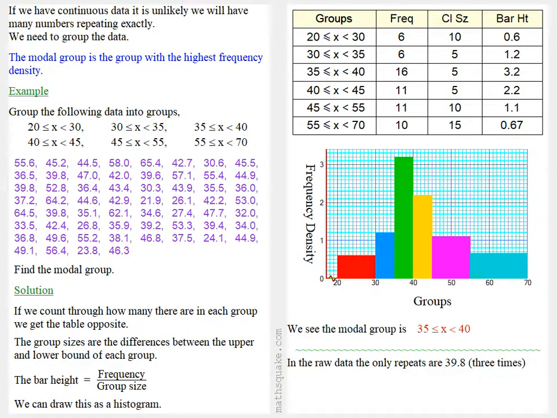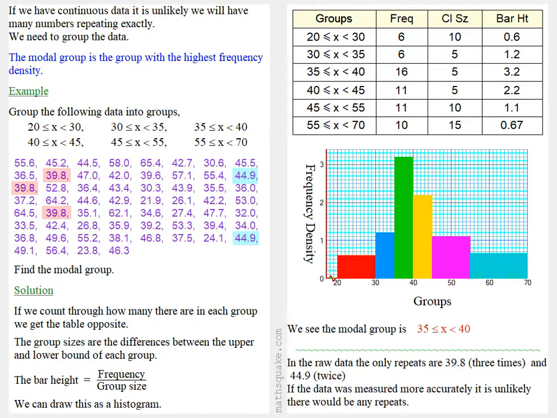If we look back at the raw data, the only repeats are 39.8, which repeats 3 times, and 44.9, which is twice. If the data was measured more accurately, it's unlikely there would be any repeats, so we would not find any modal number in the data. That's why we put it in groups.